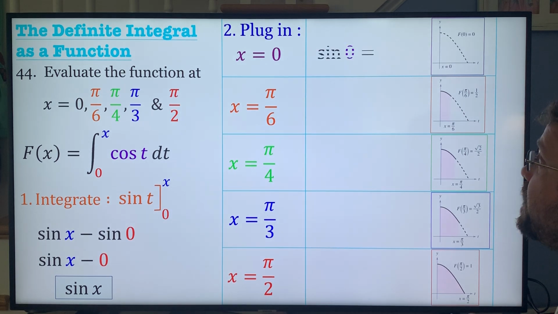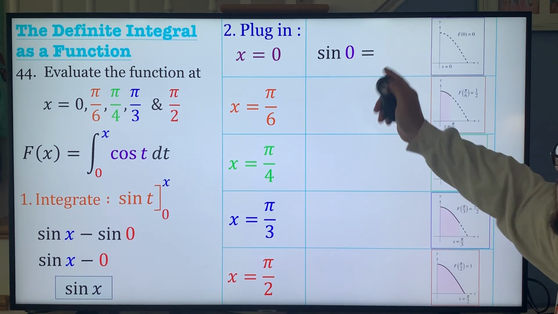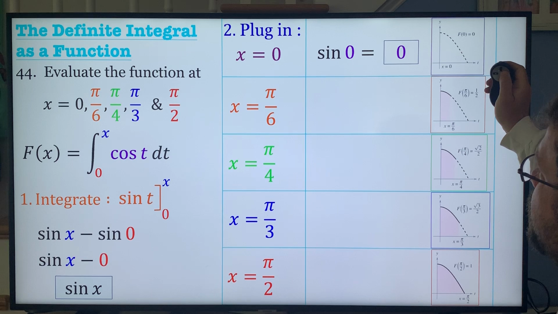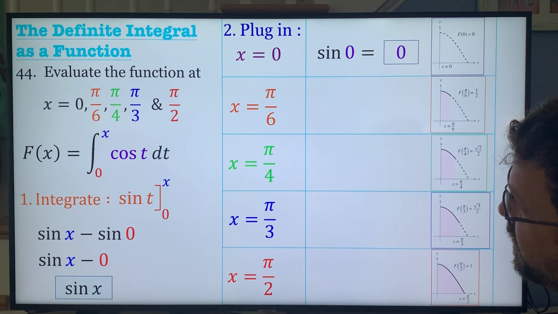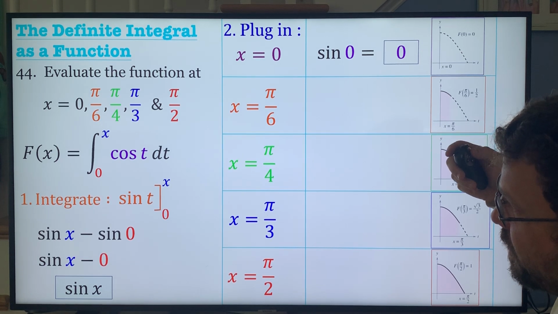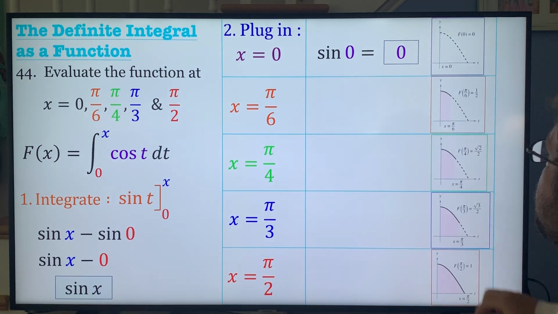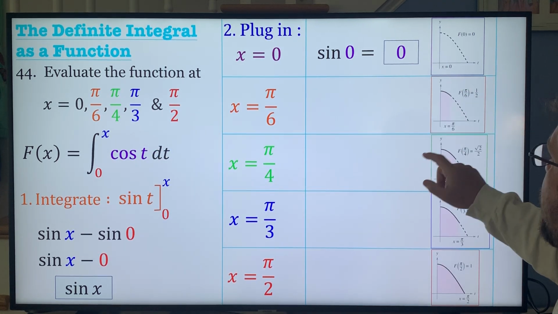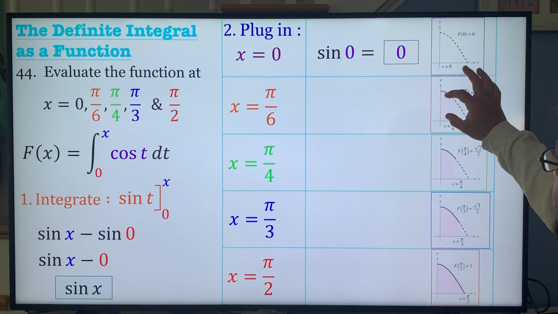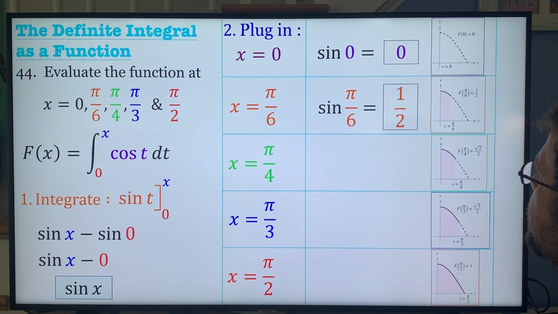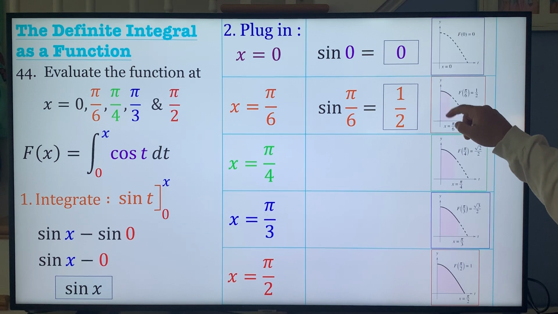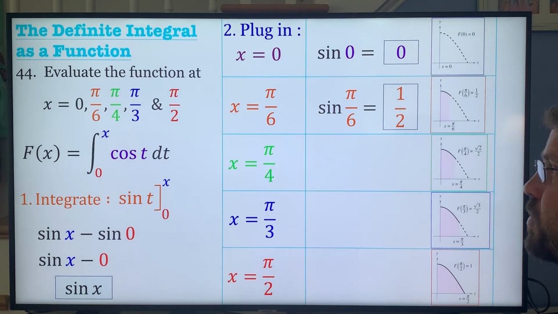So when we plug this stuff in, sine 0 equals, we said before, 0. What that means is, when x is 0, going from 0 to 0, there's no area under the curve. Now when it's pi over 6, notice there's some area right here. So sine pi over 6 equals 1/2. That means this light pink bright part right here, the area is 1/2.